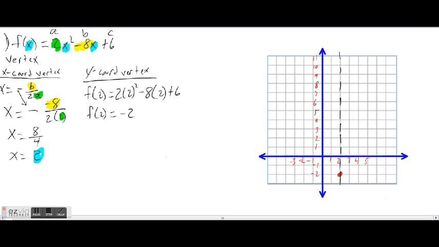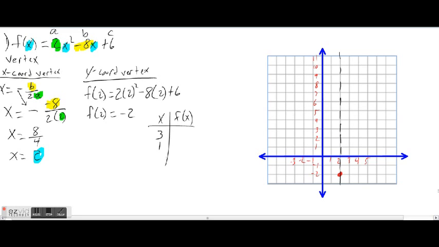Now, I need to make a table. That's my second thing. Make a table. X, then y. Well, we know y is going to be f of x. Now how do I pick x values? Here's my line of symmetry at 2. So I want to go 1 space to the right, which is 3, and I want to go 1 space to the left, which gives me 1.